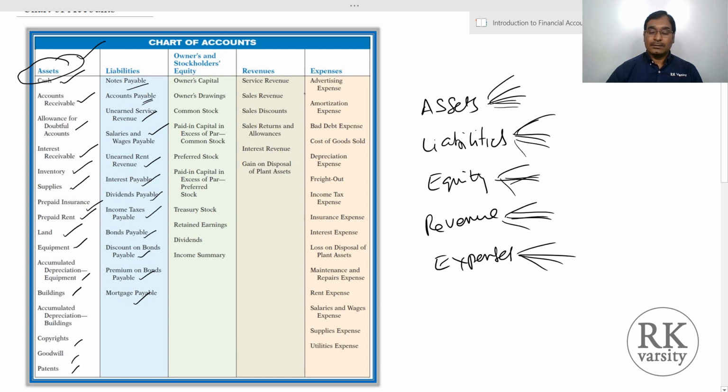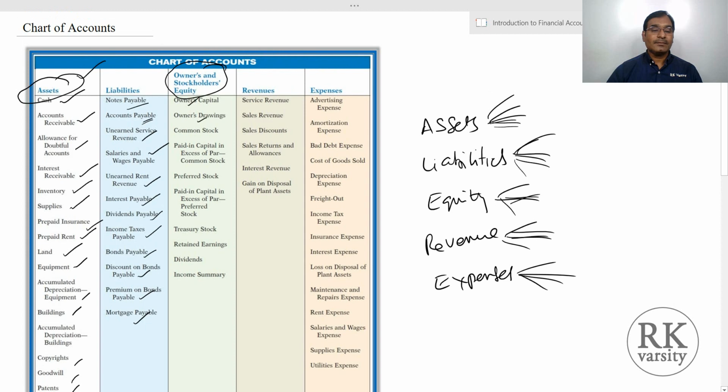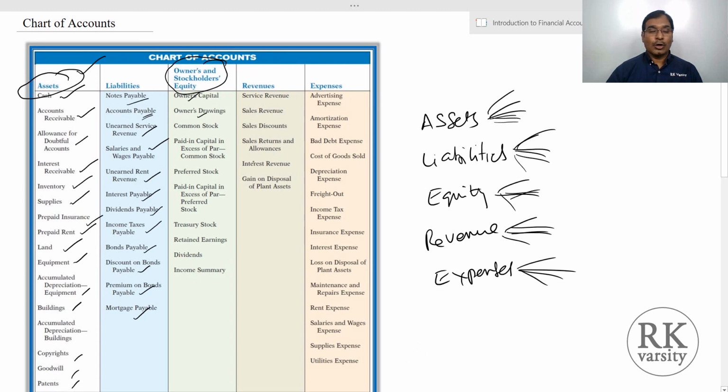Then you have accounts for owner's equity, or shareholders' equity, or owner's equity in simple terms. So your owner's capital, the initial amount invested by the owners, then drawings, any amount withdrawn by the owners from the business, because one of our accounting principles is that the business is a separate entity from its owners. So any amount withdrawn by the owners is a liability. Then the common stock, paid in capital, preferred stock if any, treasury stock, retained earnings, dividends, income summary. These are all the different accounts under owners' and shareholders' equity.